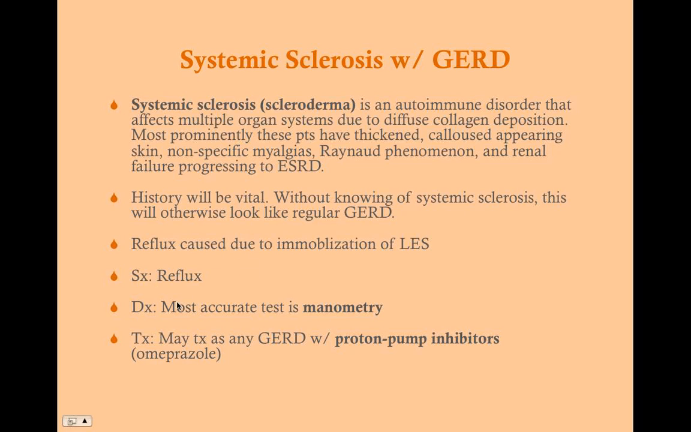And so the diagnosis here is going to be manometry. This is presuming you know that this is a patient with systemic sclerosis with GERD. GERD happens much more frequently in patients, and the more common cause of GERD is not systemic sclerosis, it's idiopathic. But if you have a patient who has systemic sclerosis and they consequentially have GERD, then you're going to want to get manometry. And ultimately, you're just going to treat this as any GERD. You're going to use proton pump inhibitors, primarily omeprazole.